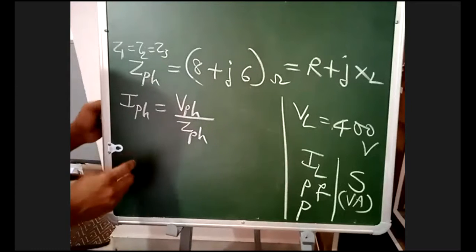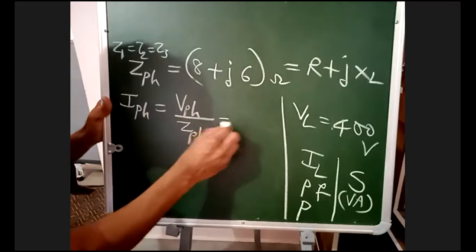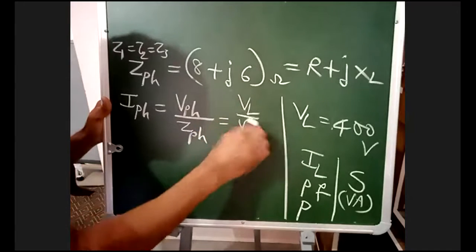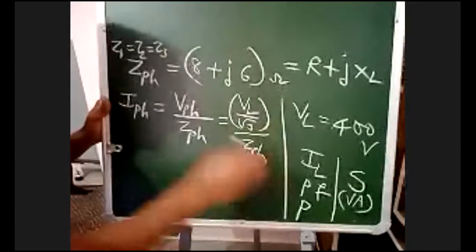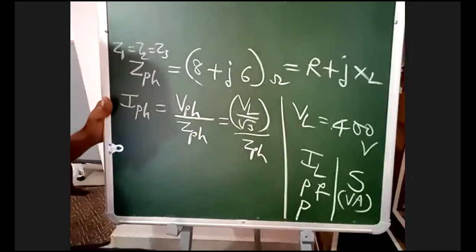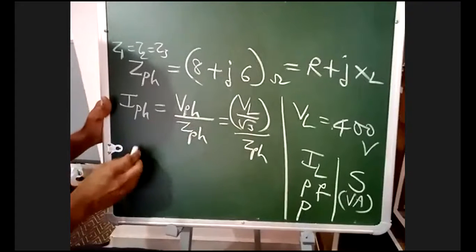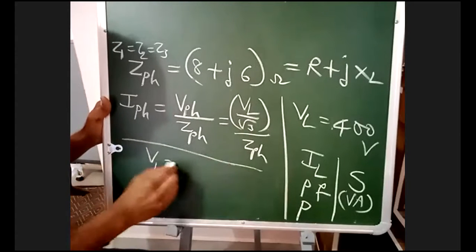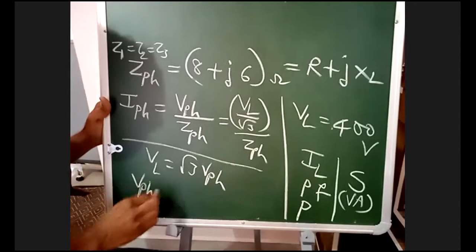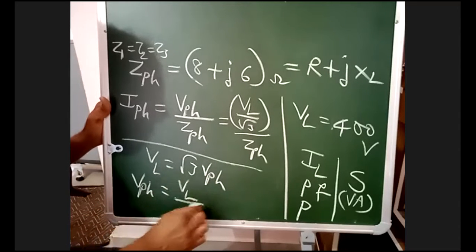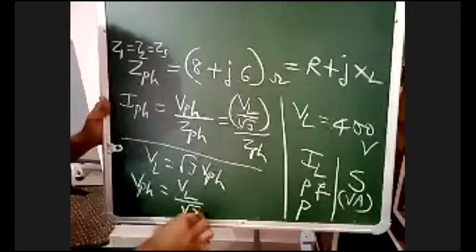If you want to determine the phase current, what is V phase? 400. V phase is not equal to VL. They are giving VL. We know the relation: VL is equal to root 3 into V phase. So what is V phase? VL by root 3.